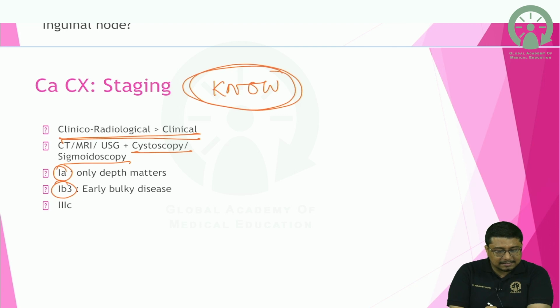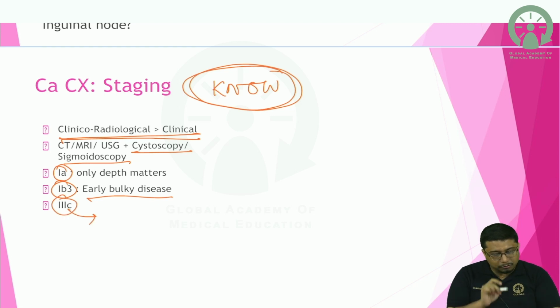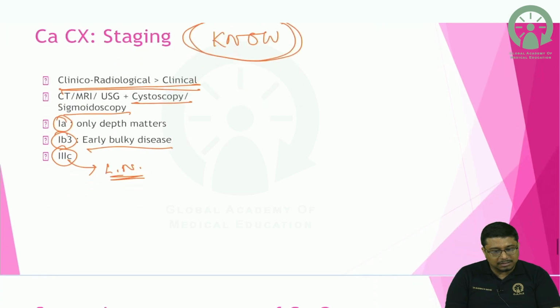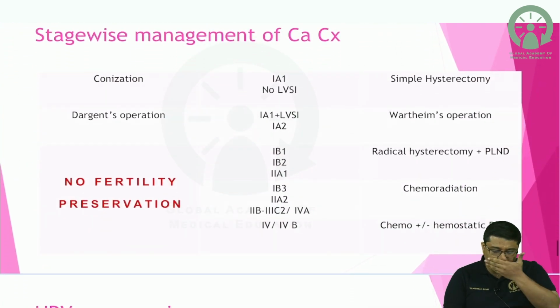There is something added like 1B3, which is stage 1 but more than 4 centimeters, so limited to the cervix but more than 4 centimeter lesion, which is known as early bulky disease. It's a non-operable lesion. And stage 3C, because we have introduced imaging, now we get to know whether lymph nodes are involved or not. So if there is lymph node involvement, it is stage 3C, a new stage.